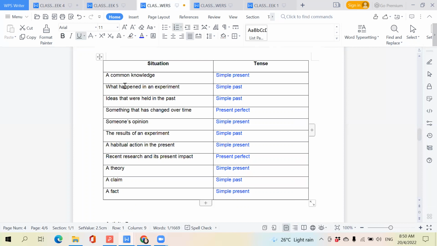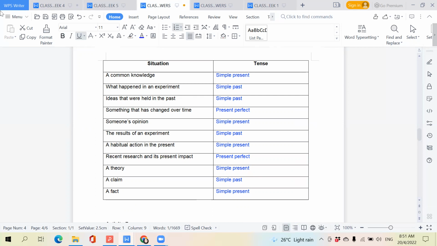If that is the case, then Kuala Lumpur is no longer the capital city, whatever. Alright, so yeah, that's why you use simple present tense. Next, what happened in an experiment? As the name suggests, it is an experiment. Something that you have already conducted for you to be able to talk about the results.